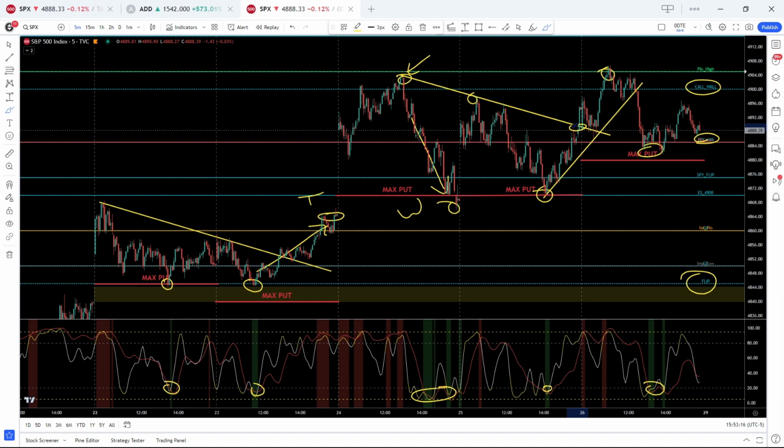Now, this may sound complex due to the lingo I'm using, but it is fairly straightforward. We're looking at 2 major variables: levels, essentially support and resistance, and cycles, cycle high, cycle low, essentially measuring momentum.